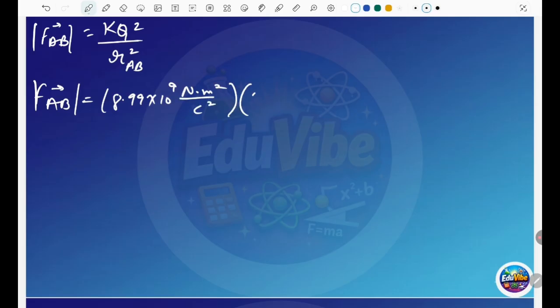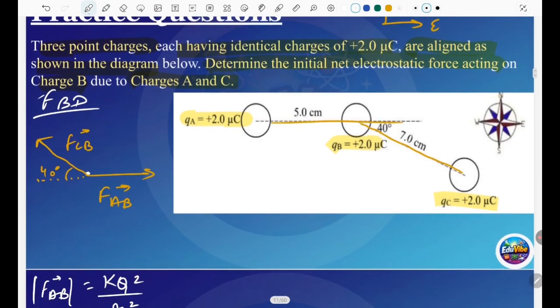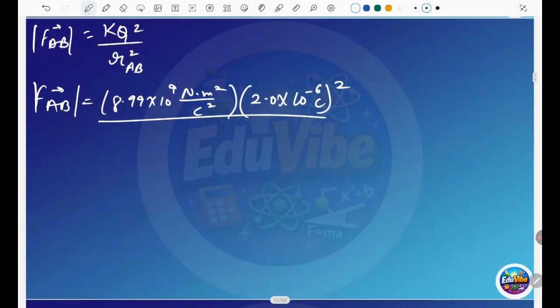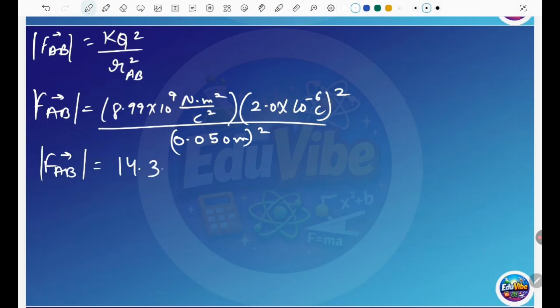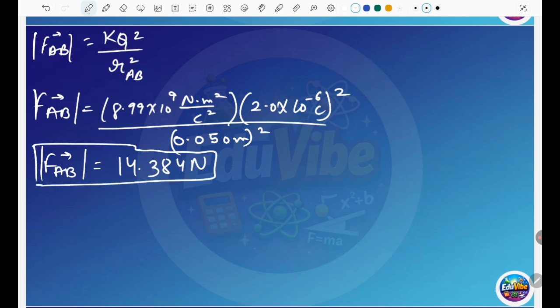So you know this, and we have 2.0 microcoulombs, which is 2.0 times 10 to the minus 6 coulombs, and we square this. Divided by the distance from A to B, which is 5.0 centimeters, in meters it's 0.050 meters squared. So when you solve this, you get about 14.384 newtons. So this is the force from A to B.